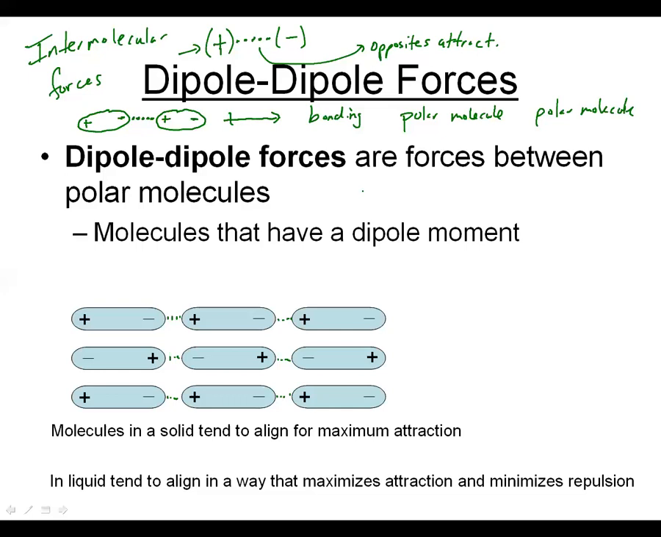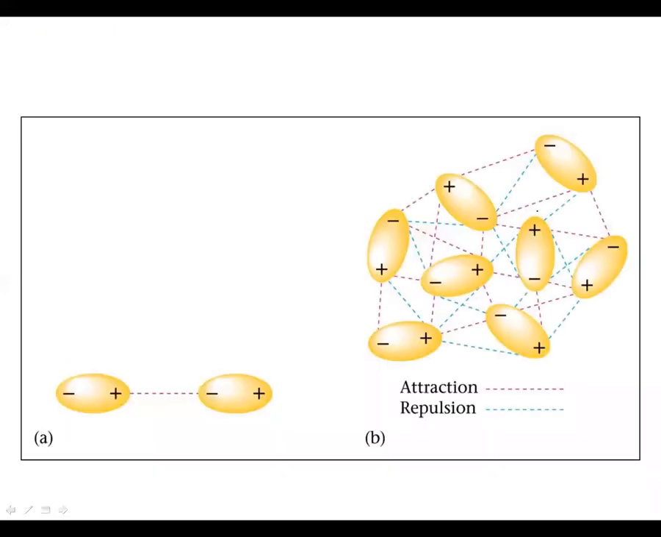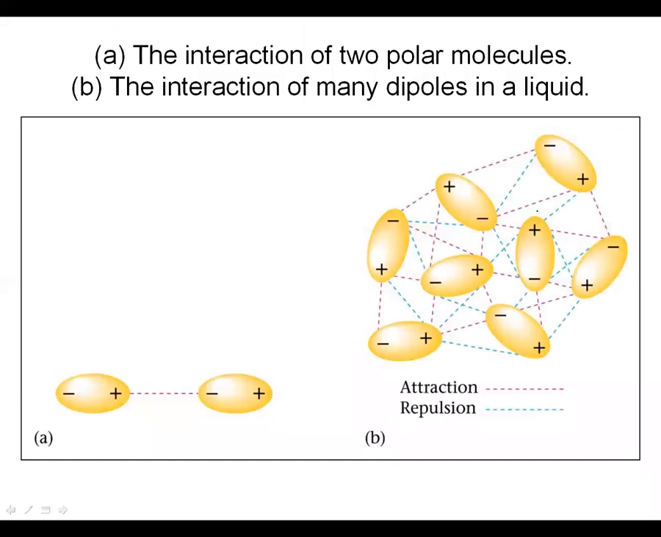So dipole-dipole, for this situation, is a polar molecule working with another polar molecule. And here's a picture of that. You can see the red is the attractive forces, the blue is the repulsive forces. No matter what happens, you are going to get some negatives near negatives, some positives near positives. But they'll move around and try to orient themselves to minimize those areas where negative is near negative and positive near positive, and really accentuate the attractive forces between the positive and negative sides of those molecules.